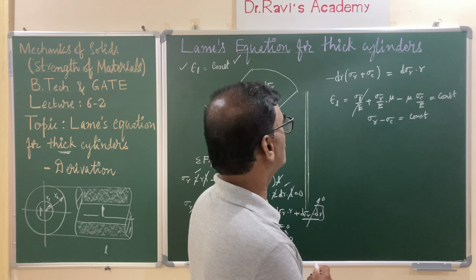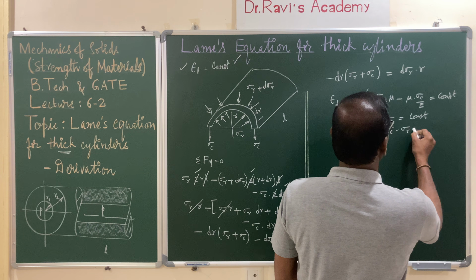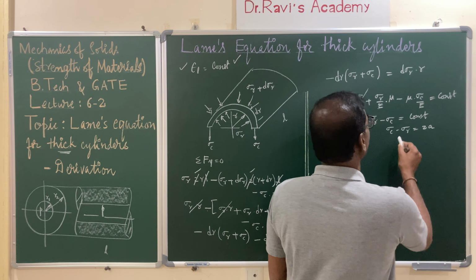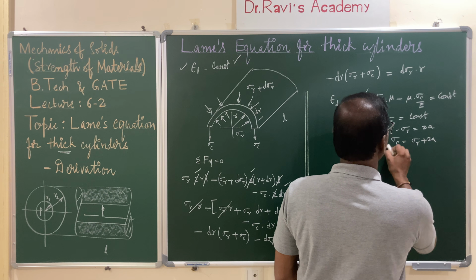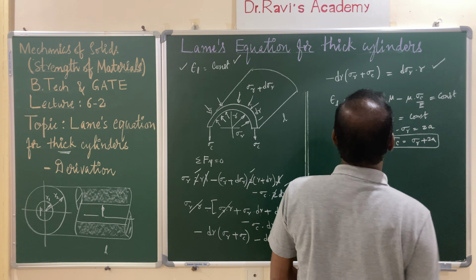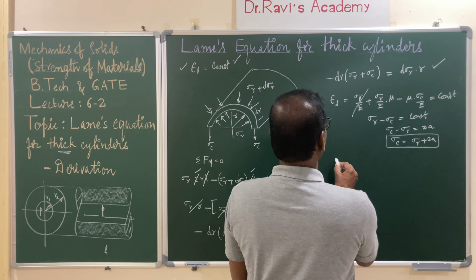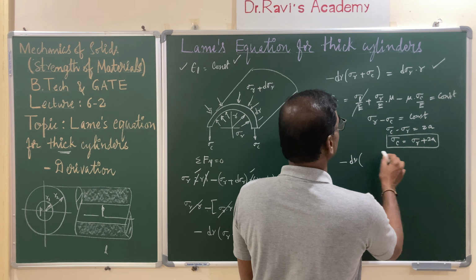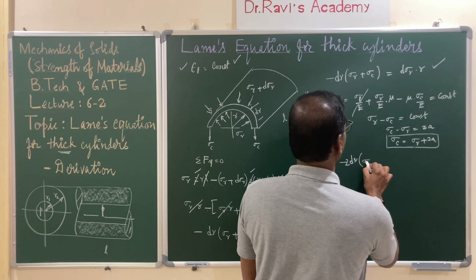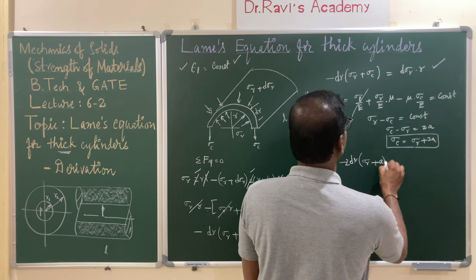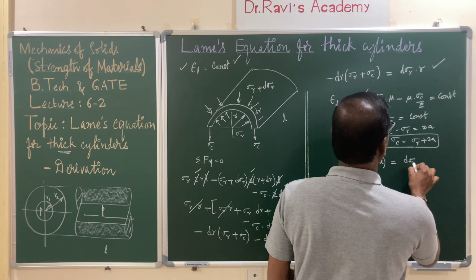You would like to consider the sigma c value. You can write sigma c minus sigma r equals a constant value 2a, and you can substitute sigma c equals sigma r plus 2a into this equation. Let us substitute this value. You have minus dr into sigma r, and you can take out 2 outside: sigma r plus 2a, you can write plus a in place of sigma c, is equal to a d sigma r into r.